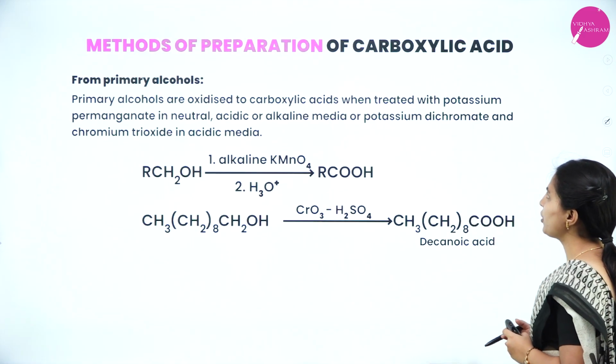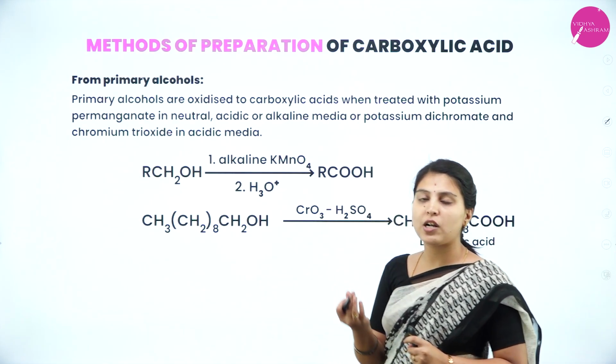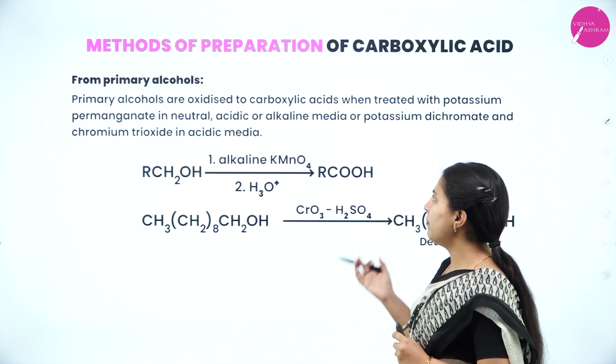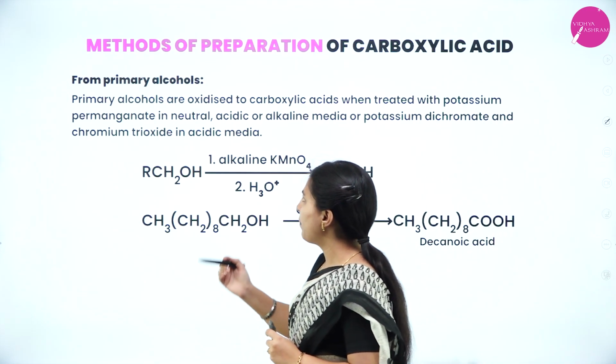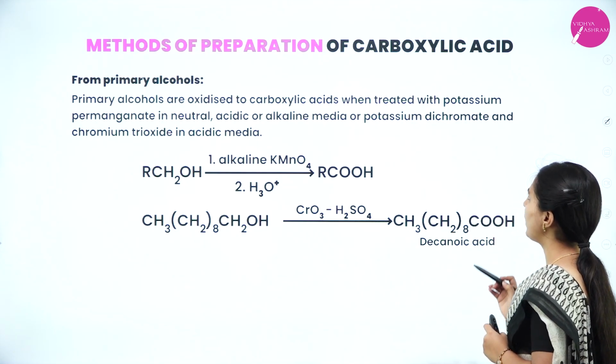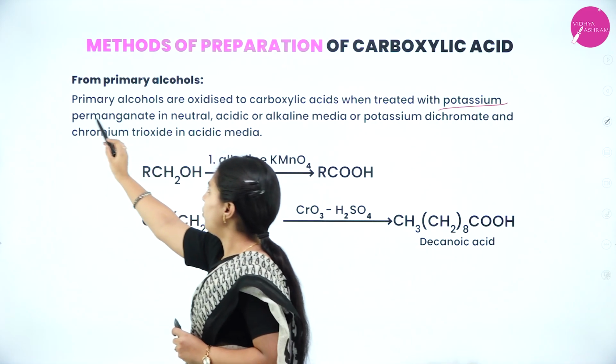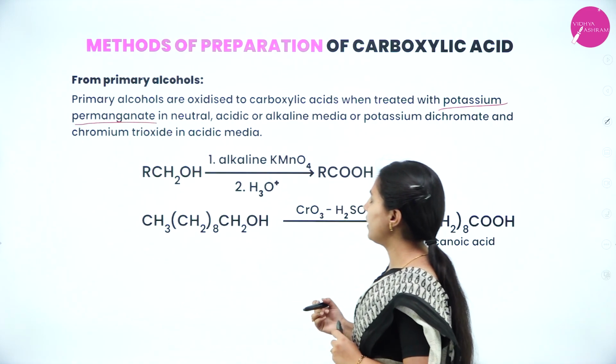Next, methods of preparation of carboxylic acid from primary alcohols. How will carboxylic acids be prepared from primary alcohols? Primary alcohols are oxidized to carboxylic acids when treated with potassium permanganate. We know potassium permanganate is a good oxidizing agent.